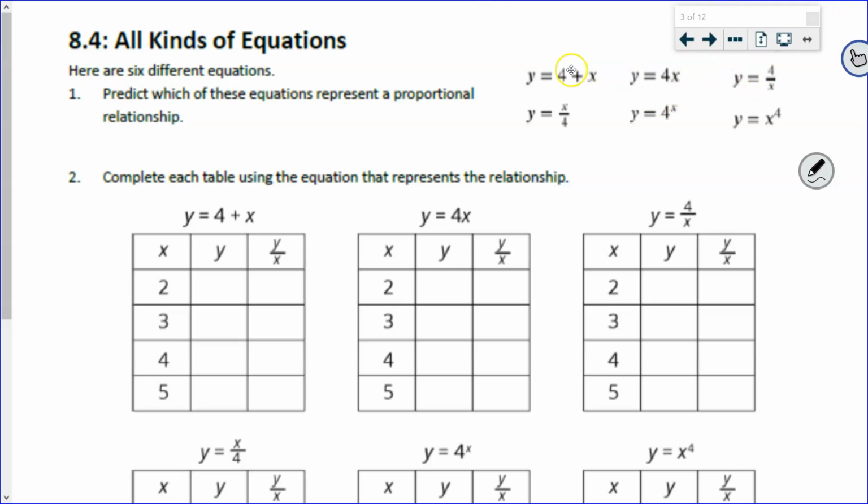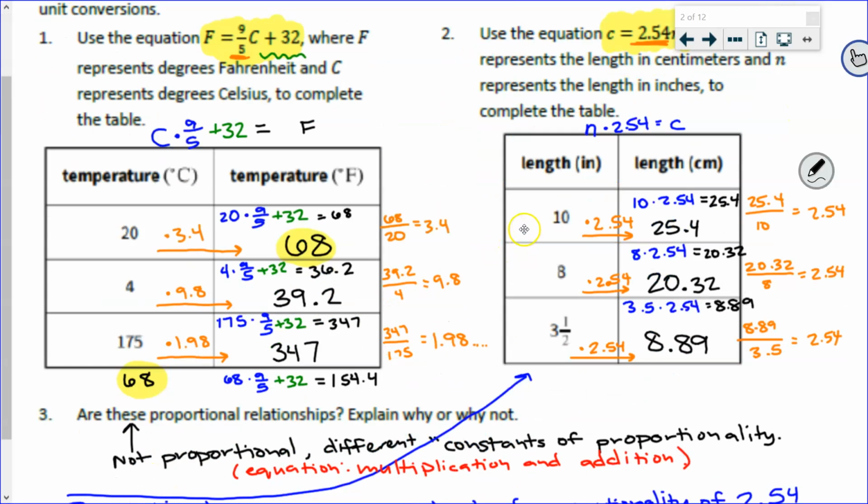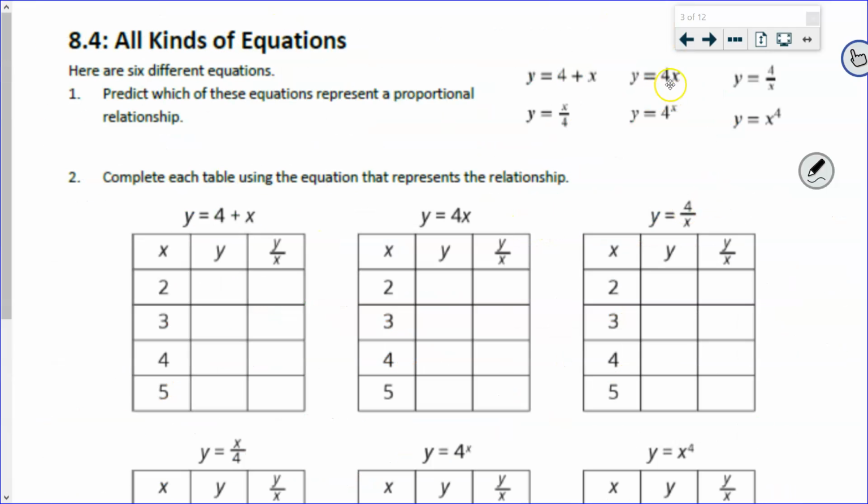You are given 6 equations here. Based on just how those equations look, and using our previous knowledge from this problem here, I want you to make a prediction on which ones of these 6 equations are going to be proportional. What do you think? Which ones did you predict are proportional?